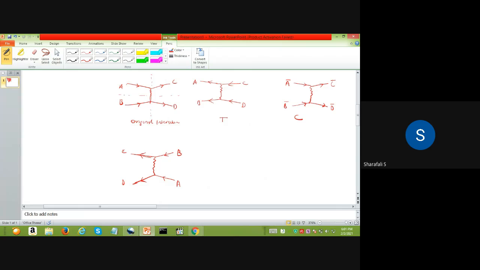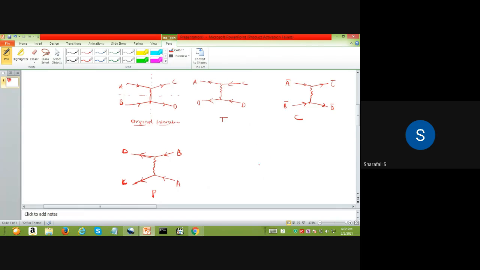This one will be D. This one will be C. So first A and B interchanged, C and D interchanged, so D will come here. So then D goes in this direction, C goes here, A comes here and D comes here. Okay, that's it. So that's what happens in the parity operation, flipping of that axis.